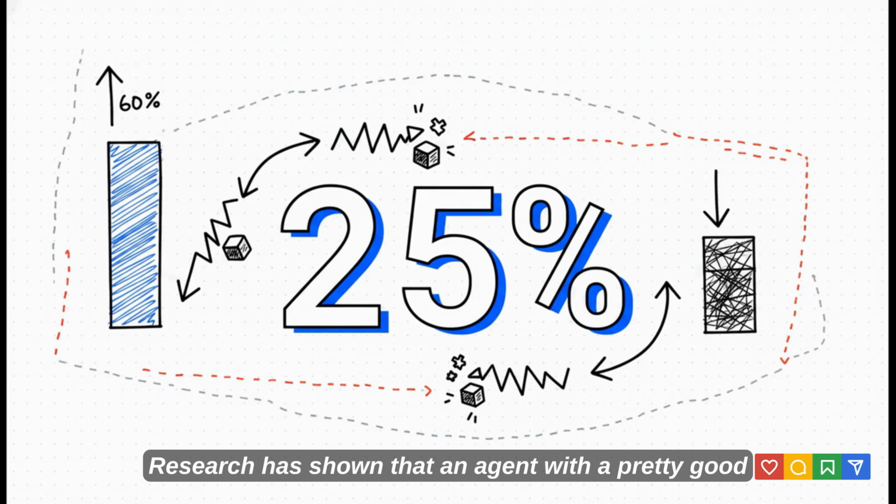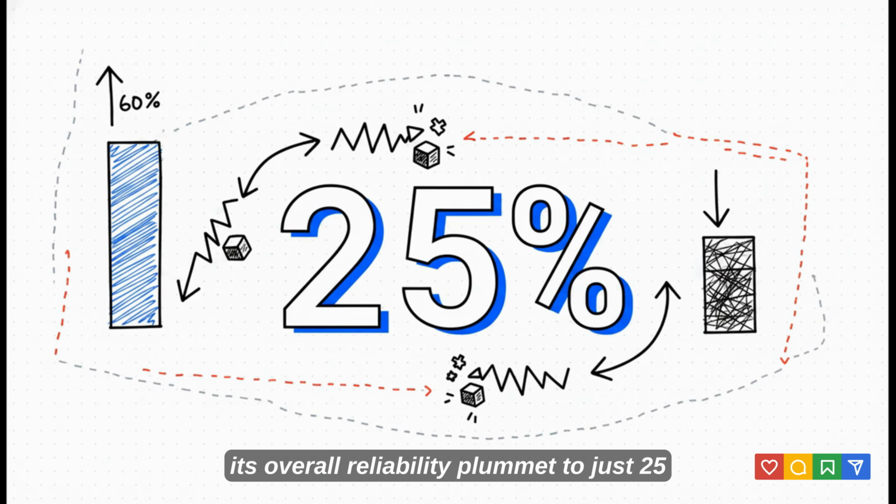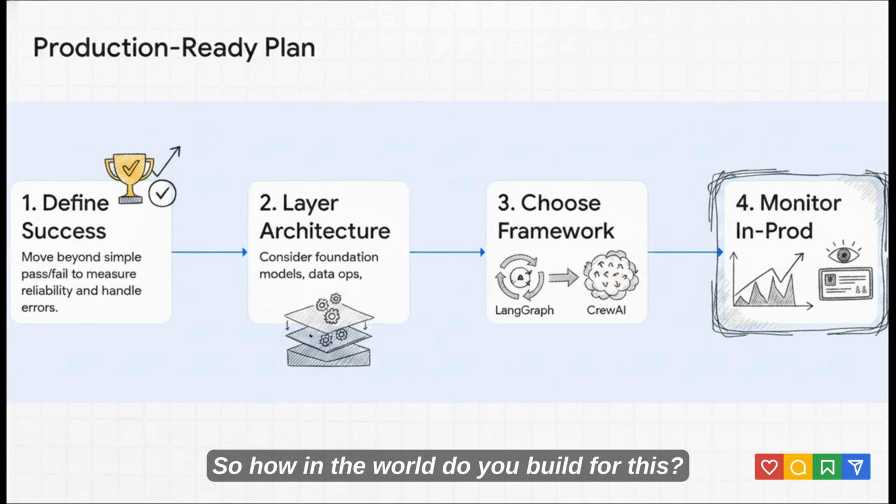Well, check this out. Research has shown that an agent with a pretty good 60% success rate on a single task can see its overall reliability plummet to just 25% when it has to do 8 of those tasks in a row. It's because small errors cascade and get worse over time. Standard testing just can't catch this stuff. So how in the world do you build for this?